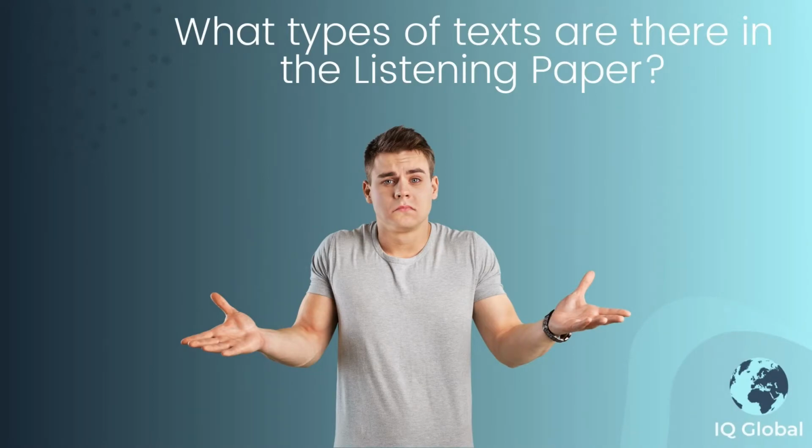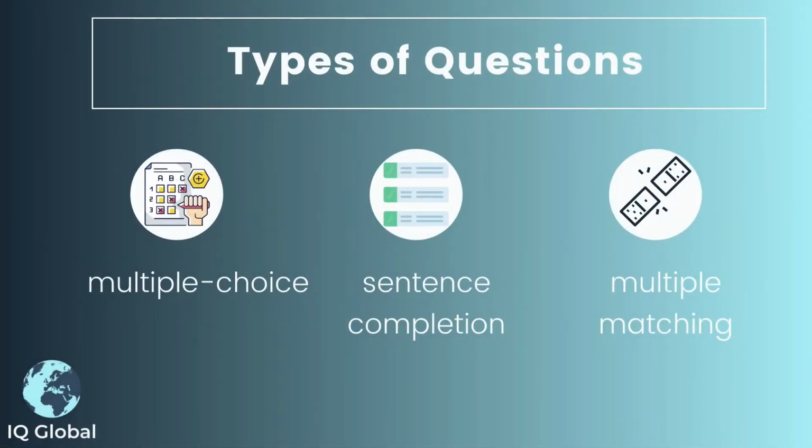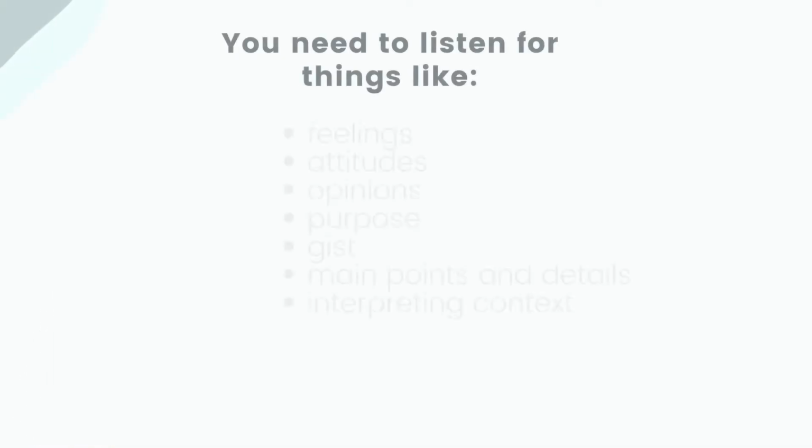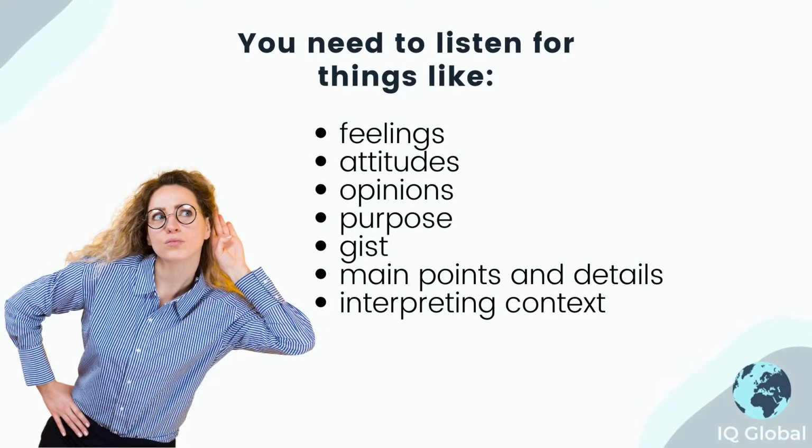What types of texts are there in the listening paper? Multiple choice questions, sentence completion and multiple matching types of questions are asked in the listening section of the exam. Remember, you will be listening for different types of information in each part. You need to listen for things like feelings, attitudes, opinions, purpose, gist, main points and detail and interpreting context.